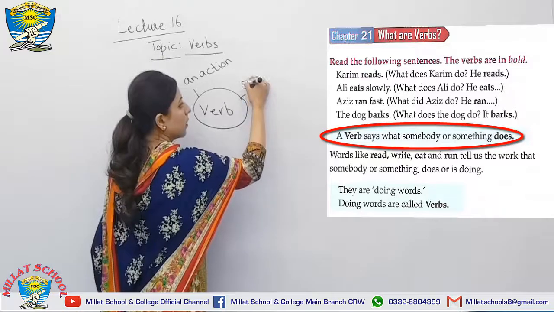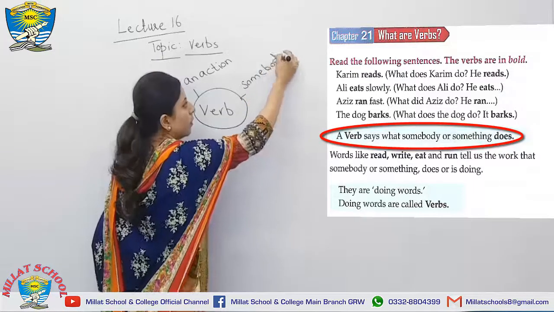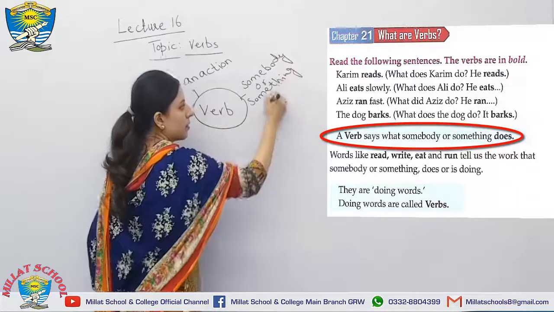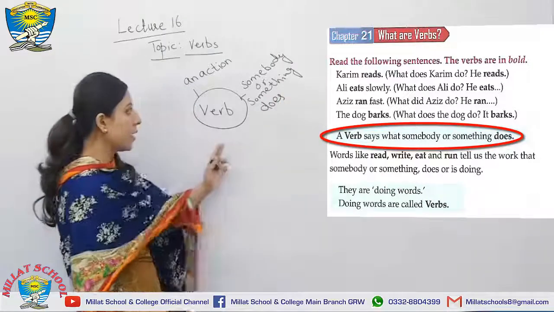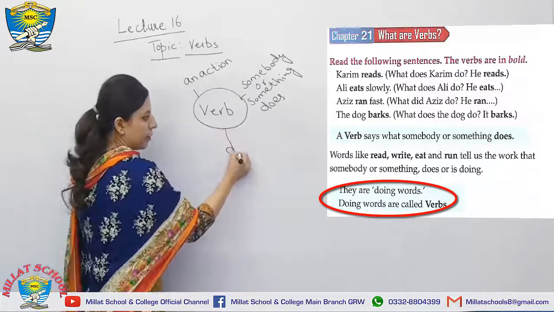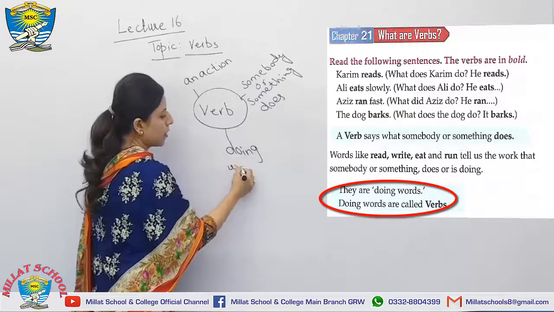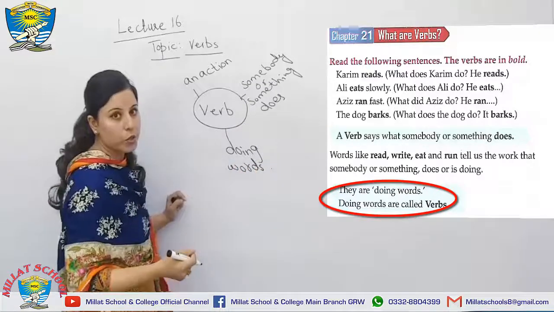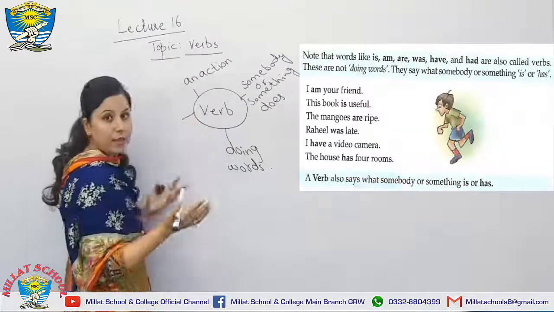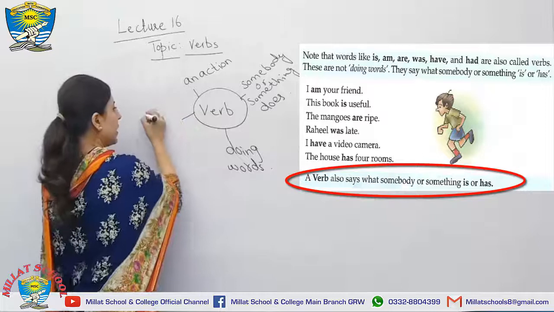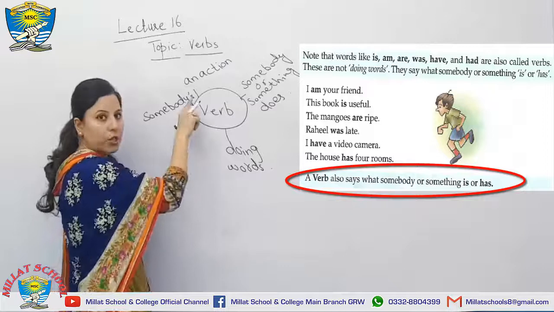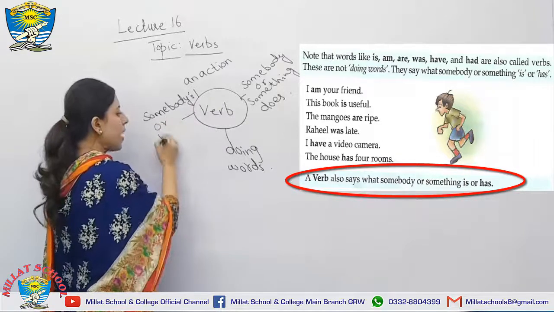Another thing, somebody or something does. This is another way of telling about the verb. One more thing, doing words. There are thousands of ways that you can use for a single word to tell about it. One more thing, somebody's or has. Now I am using apostrophe possession here, somebody's or has.